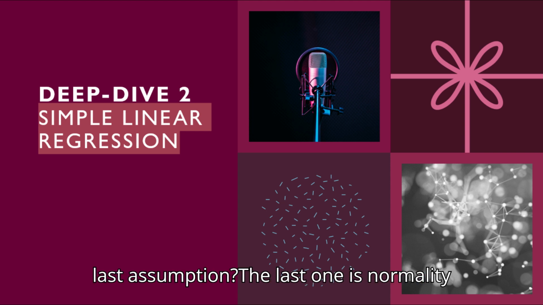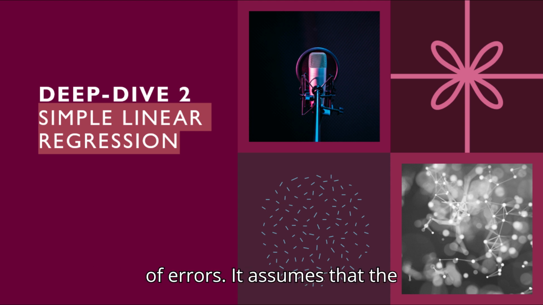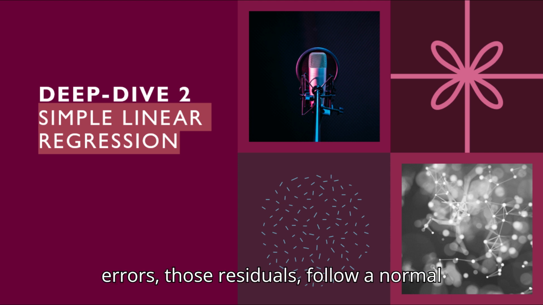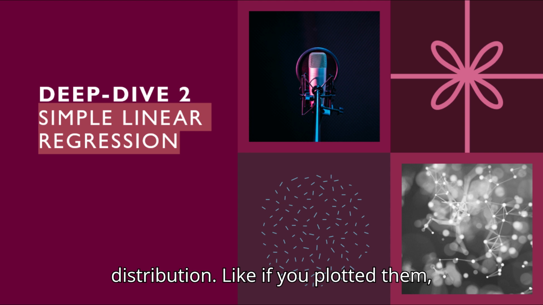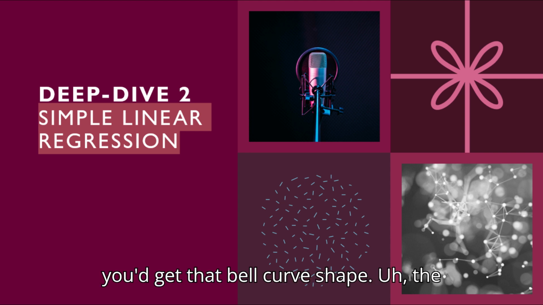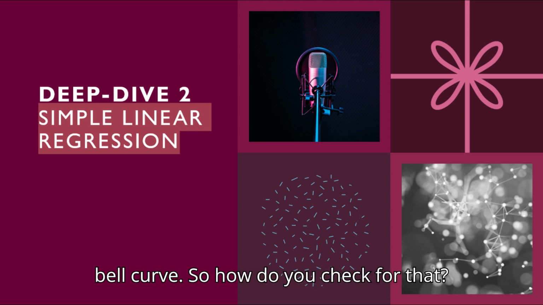What's the last assumption? The last one is normality of errors. It assumes that the errors, those residuals, follow a normal distribution. Like if you plotted them, you'd get that bell curve shape. The bell curve. So how do you check for that?